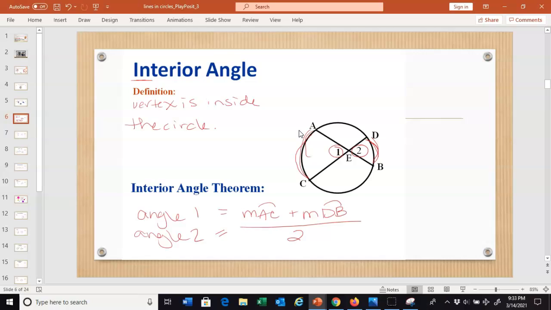Because this is not an inscribed angle, and it's also not a central angle, right? Those are the two we've learned. We've learned central angle, and then we've learned an inscribed angle. So we have rules for those. This is neither of those.